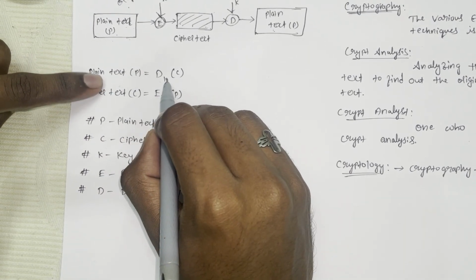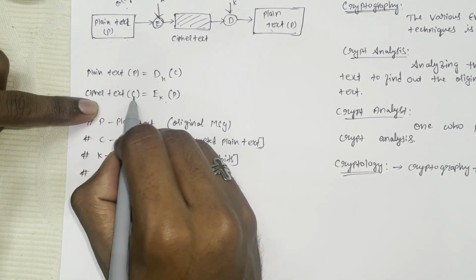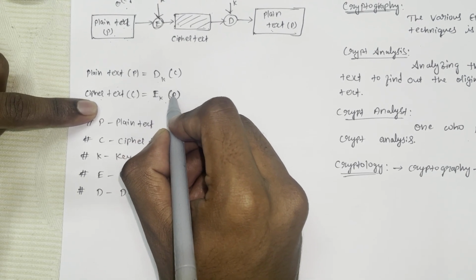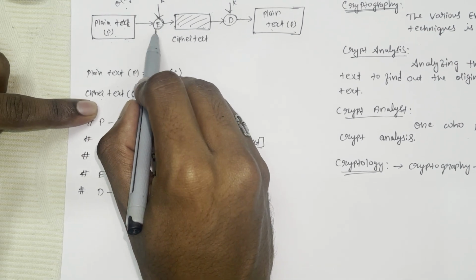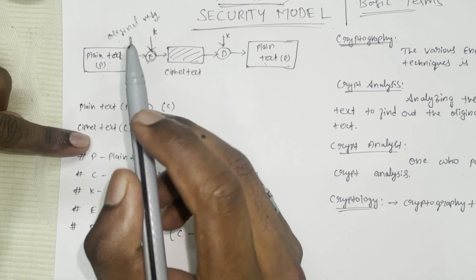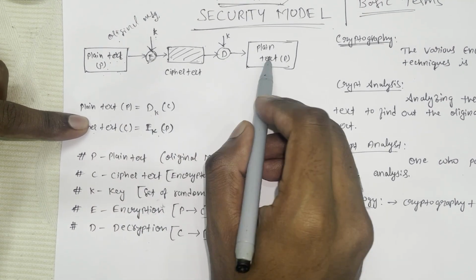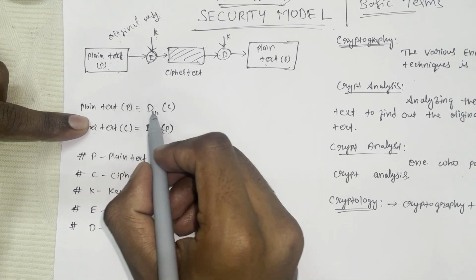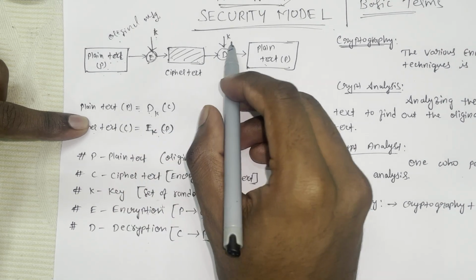First we'll understand how we get the ciphertext. Ciphertext C is equal to encryption of plain text with key K. Here we are encrypting the plain text using the key K. So to convert it back to the plain text from the ciphertext, plain text is equal to decryption of ciphertext using the key, that is K.